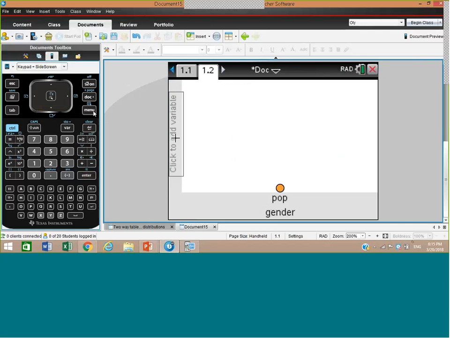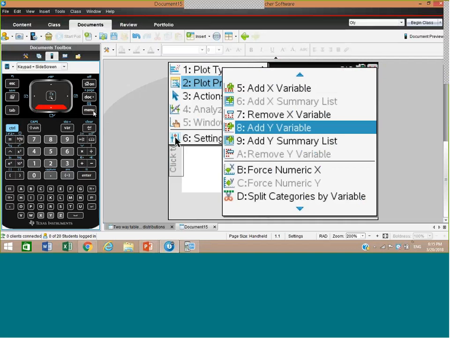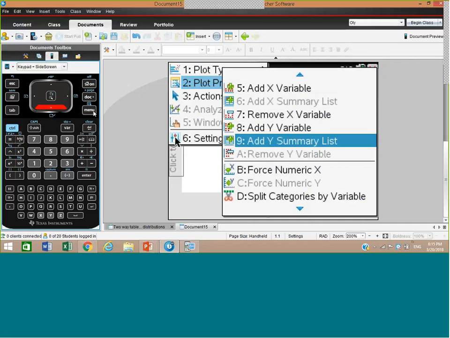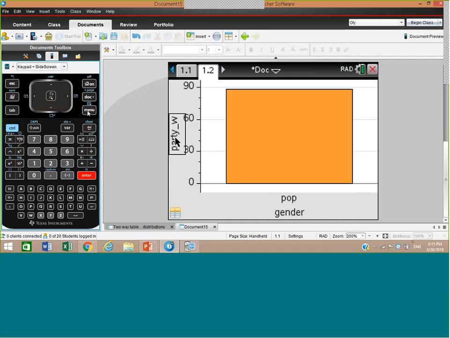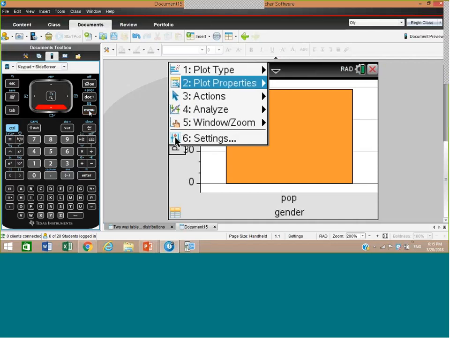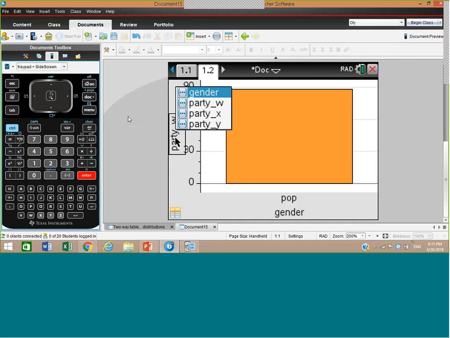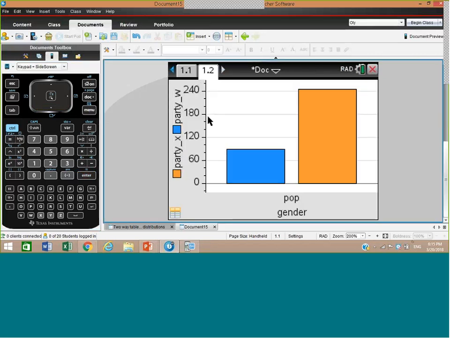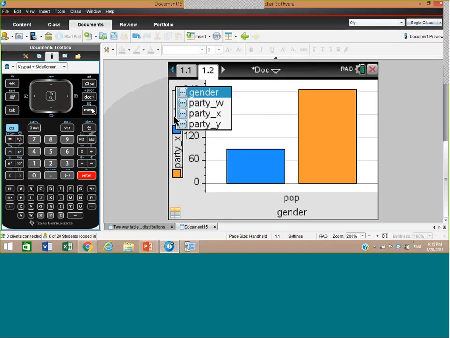And then we need to add the y variable, so I click on Menu and then Plot Properties. And then I don't want to add a y variable. My students will try that all the time, and then it thinks we're making a scatter plot. Instead, I want to add a y summary list, so that's the option that's highlighted now. And then we can choose party W as one of our variables, and then I'll just go through that same menu process again. Menu, Plot Properties, and add another y summary list, and choose party X, and then one more time, and add party Y.